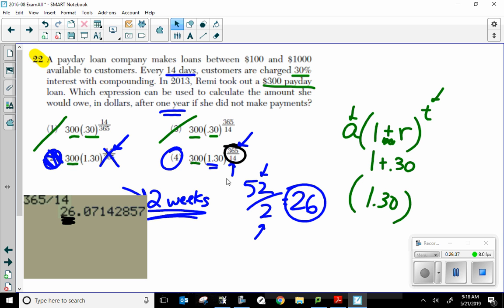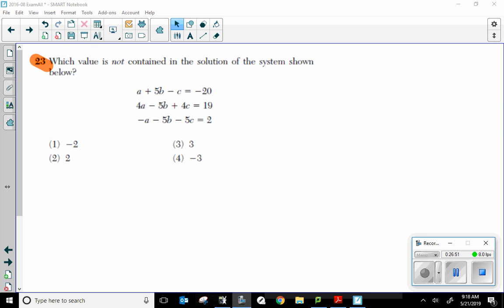Choice number 4. I think this would have given problems to people just by the way it's worded, and you know, the 365 and the 14. I think it would throw people off, but it's not impossible. It is doable. Oh boy, here you go.